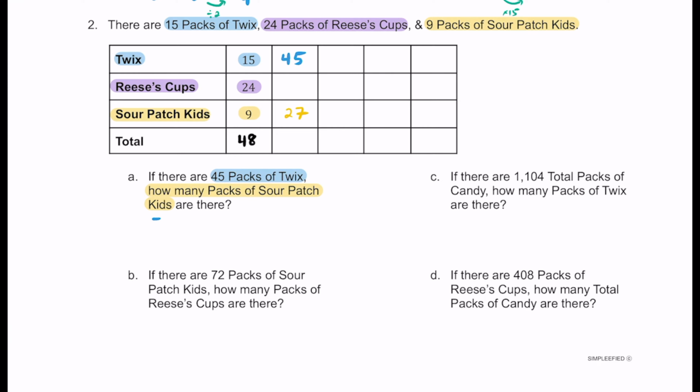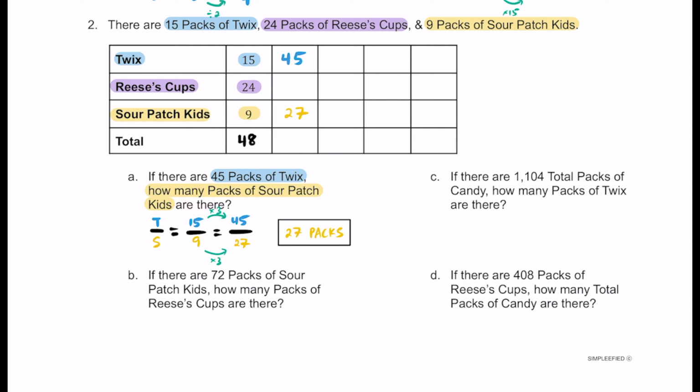Now, setting up a ratio, we could do something like Twix to Sour Patch Kids. I'm just going to use an S for Sour Patch Kids right now. And if we knew the original ratio here was 15 to 9, we could write 15 on top and then 9 on bottom. That would be our original ratio. And then we're told that there's 45 Twix, so we put that on top. And again, we can hopefully figure out that this is 3 times more of these Twix. So we need 3 times more of the Sour Patch Kids. So that'd be a total of 27.